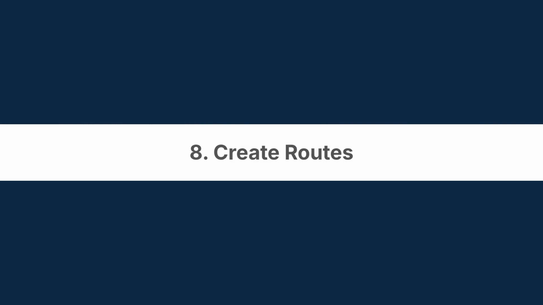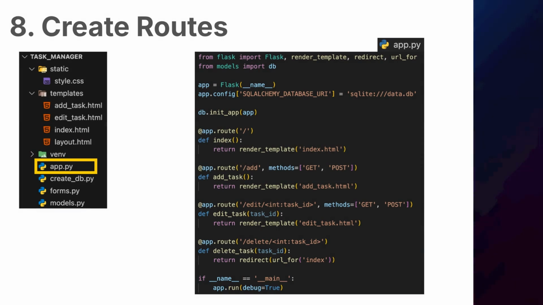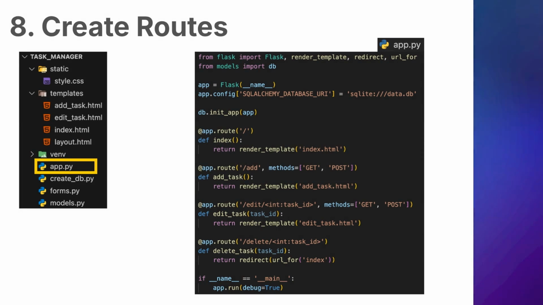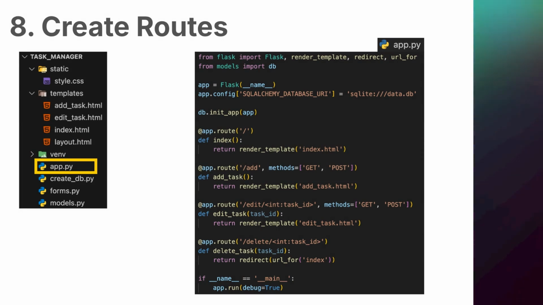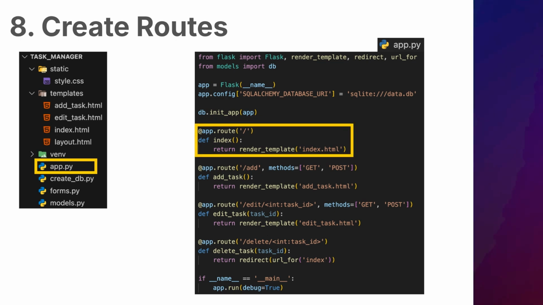Step 8, create routes. Let's open your main Python file and prepare all route templates and connect them to the HTML files. In this project, we need routes for the home page and add, edit, and delete to do CRUD operations. First, index. This is the home page. It displays the list of all tasks. We'll add this later.